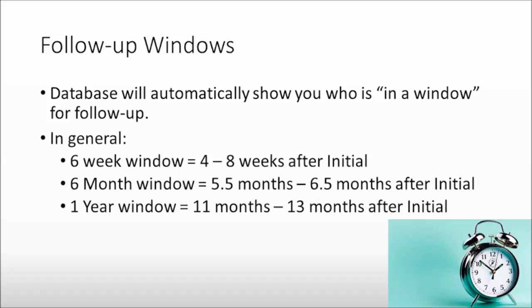In general, the 6-week window is 4 to 8 weeks after the initial assessment, so 2 weeks on either side of the true 6-week mark. The 6-month window is 2 weeks before 6 months and 2 weeks after 6 months. And then the 1-year window is a month on either side of 1 year from the initial assessment.